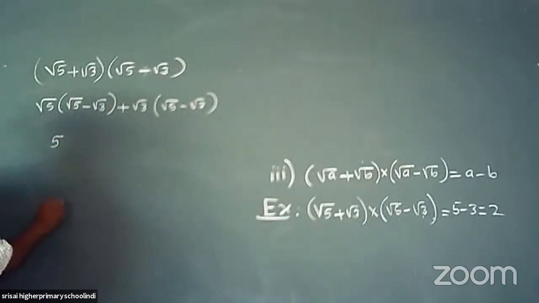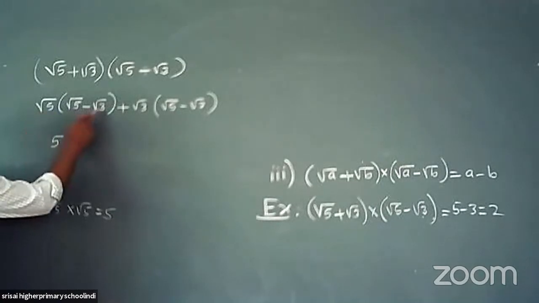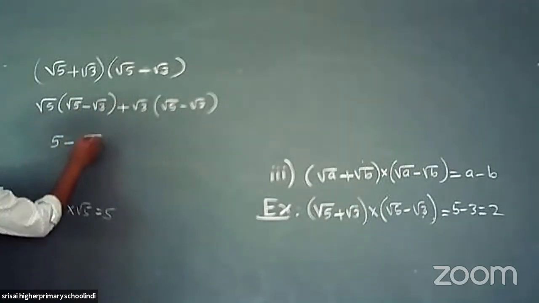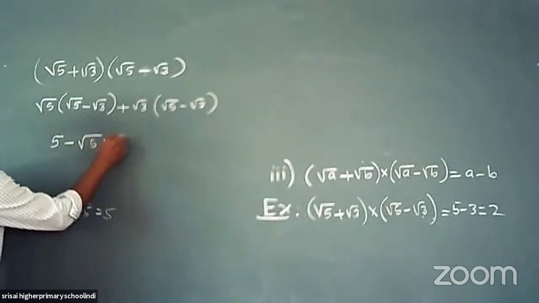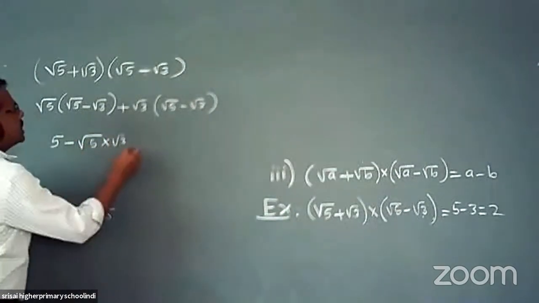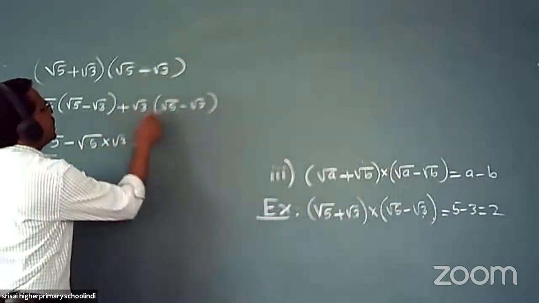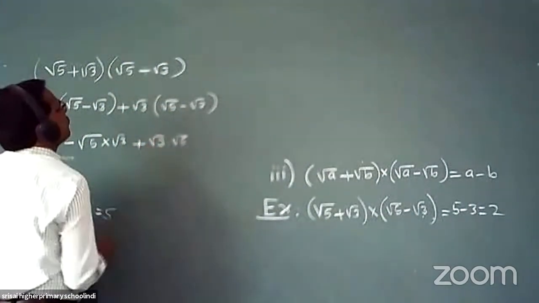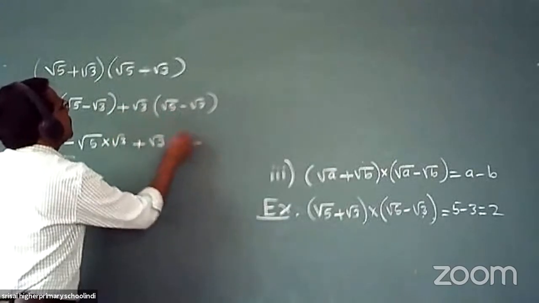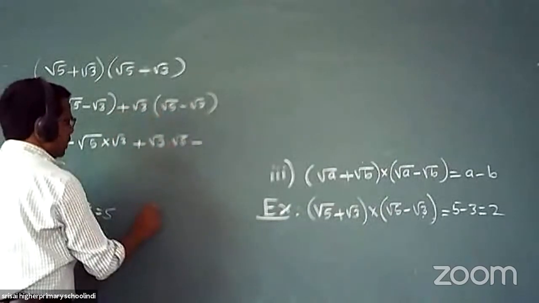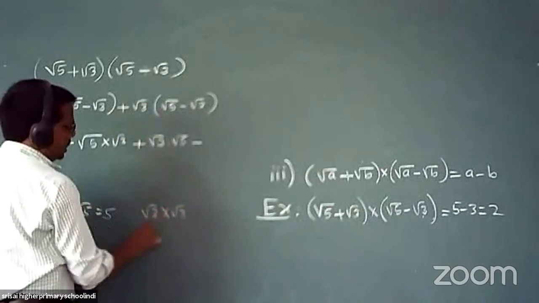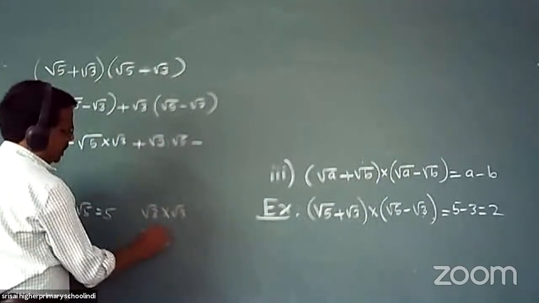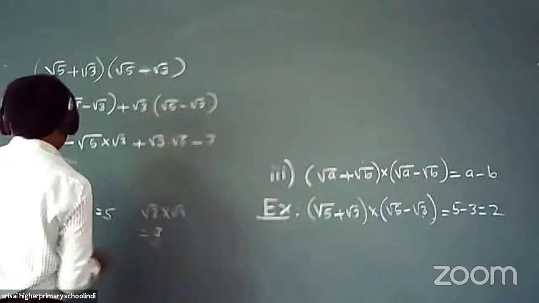Square root of 5 into square root of 5 is 5. I explained how last time. Square root of 5 into square root of 3, you can write square root of 5 into square root of 3, plus this side, square root of 3 into square root of 5, square root of 3 into square root of 5, plus minus square root of 3 into square root of 3. Square root of 3 into square root of 3 is 3. So this is 3.